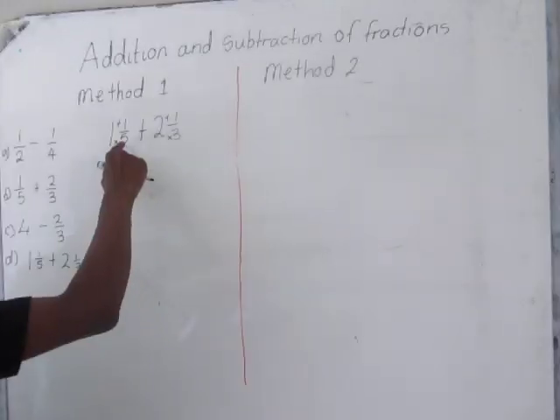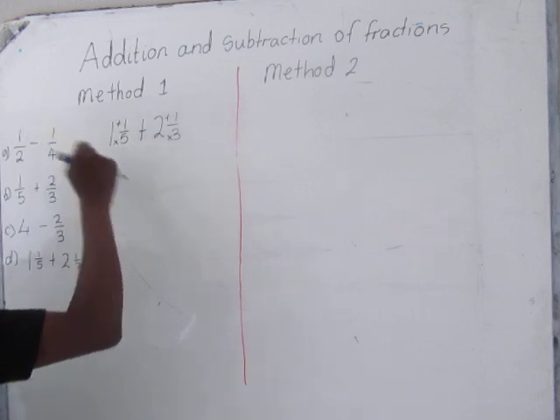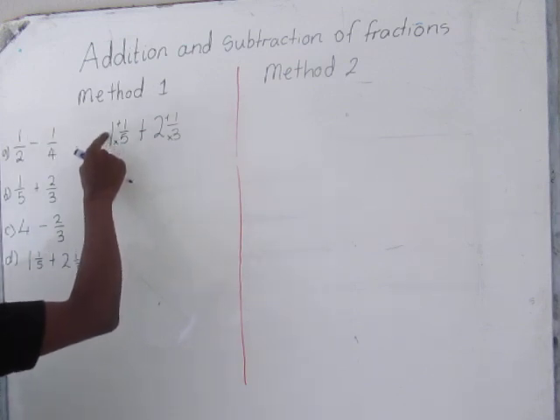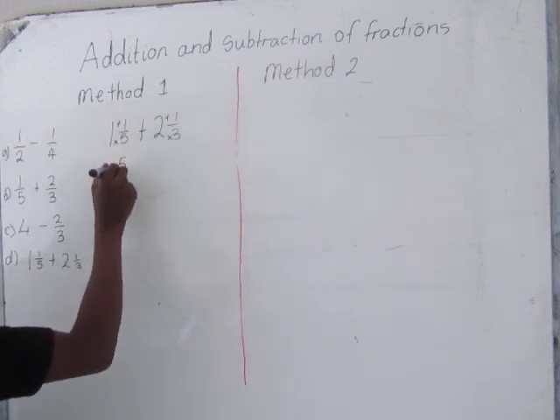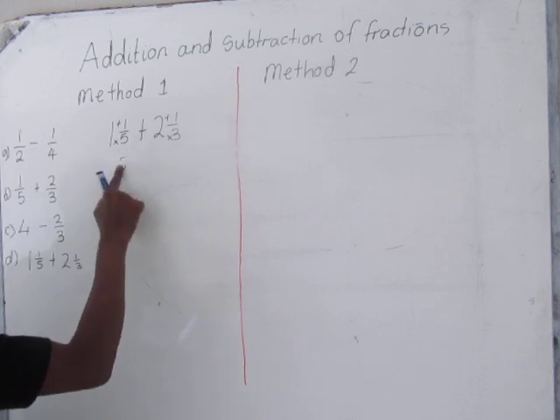So we multiply the denominator times the whole number. 5 times 1 is 5, plus 1, we get 6.